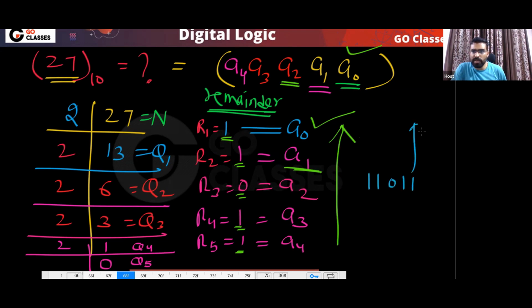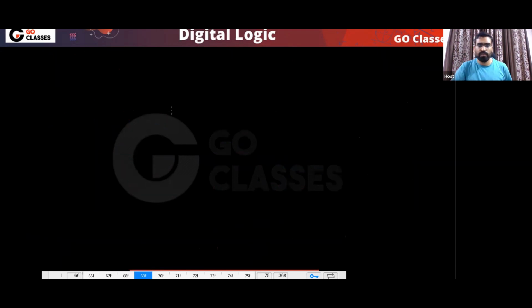Because this first remainder is your A0, and this is your A4. This is the reason we write in the reverse order. Did you understand why we do this? Please let me know. So the idea is very simple. Let me take one more example.